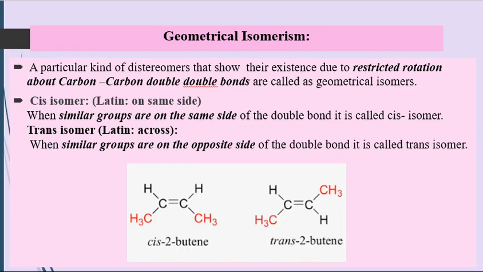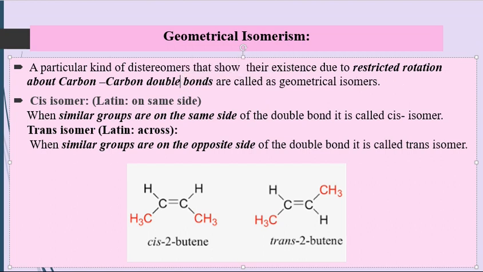The next topic is geometrical isomerism. Geometrical isomerism arises due to restricted rotation about a carbon-carbon double bond, because when there is a carbon-carbon single bond, rotation is possible. It is free rotation, but this rotation is restricted when a carbon-carbon double bond is formed. Therefore, geometrical isomerism arises due to restricted rotation about a carbon-carbon double bond.